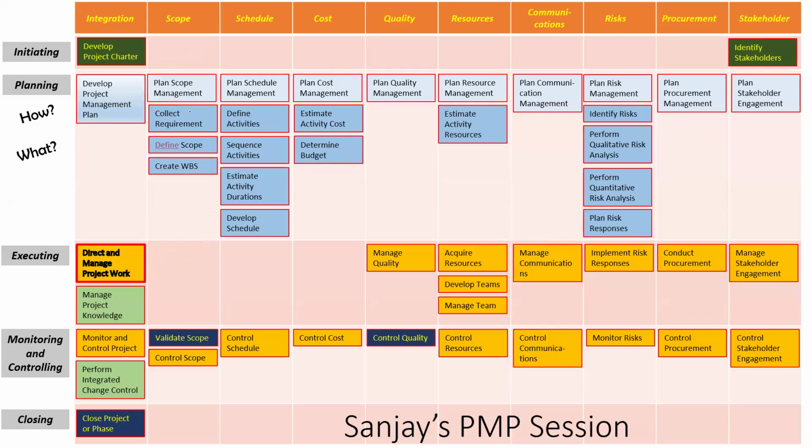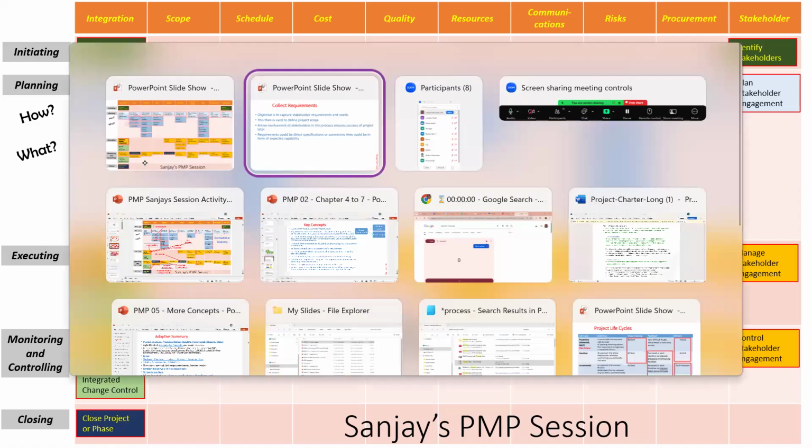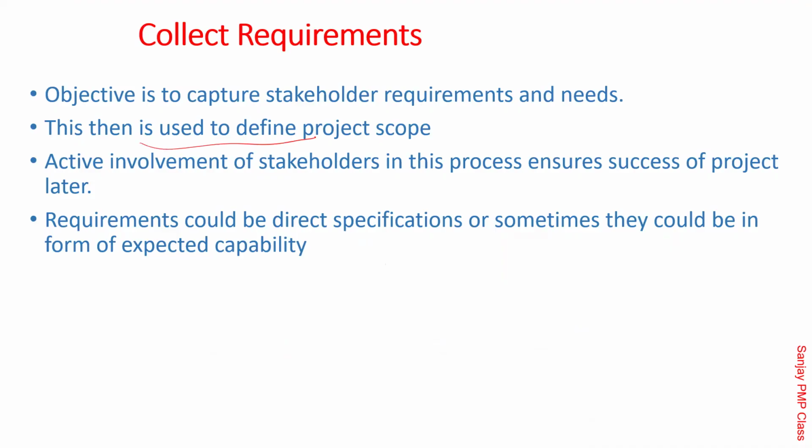That's what he's saying. This collect requirement will go into define scope, is what this sentence is trying to say. Active involvement of stakeholders in this process ensures the success of the project later. Now, remember, some of the sentences are very simple, but they are complicated enough.